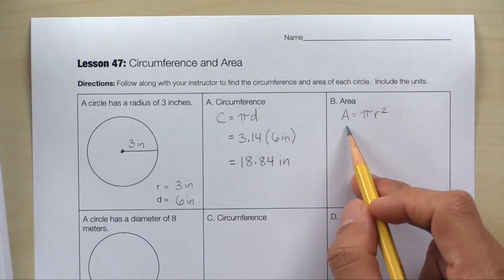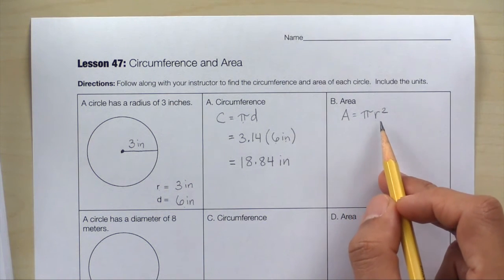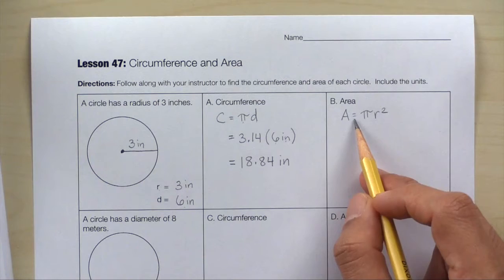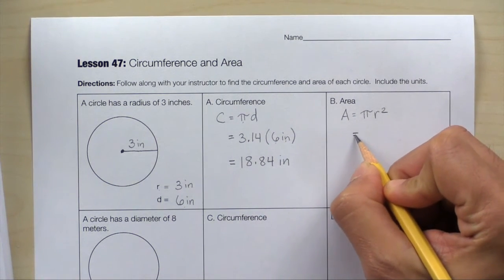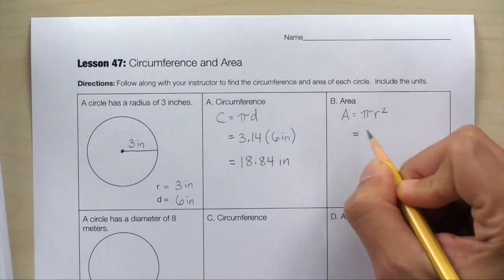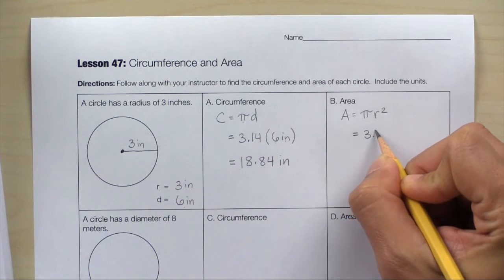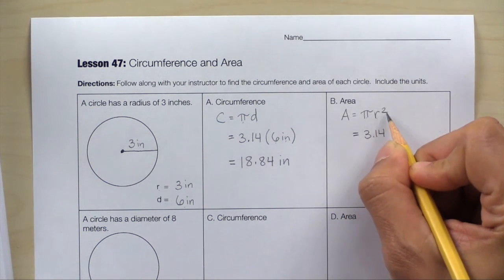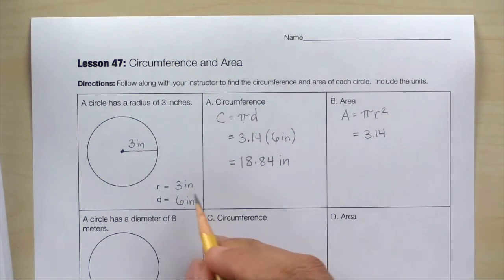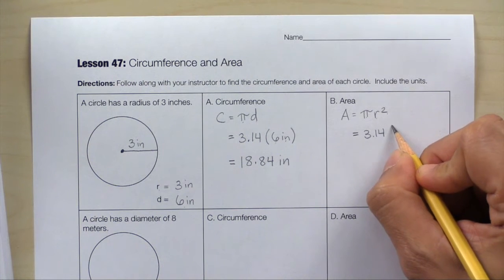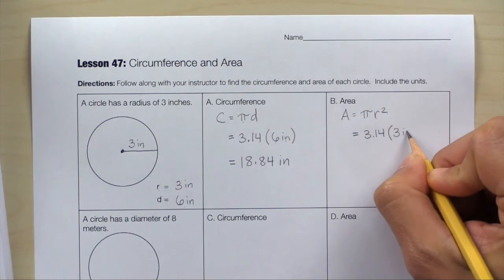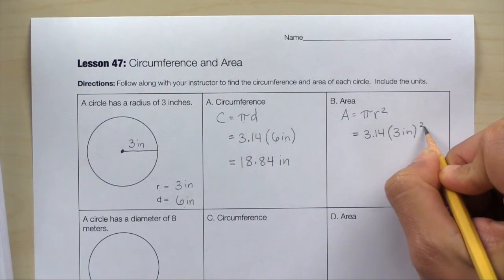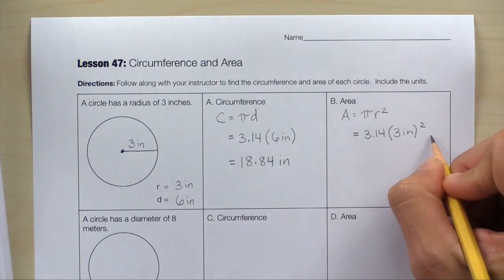Now for box B. The area of a circle is pi times r squared. So on the next line, pi is 3.14. Instead of writing r squared, we'll write down 3 inches squared. So here we have 3 inches squared.